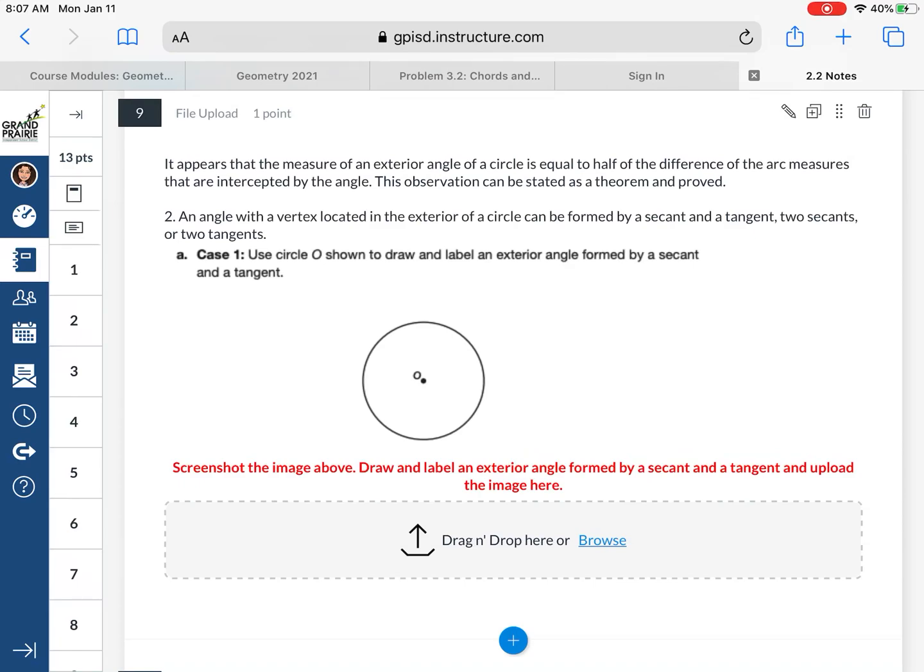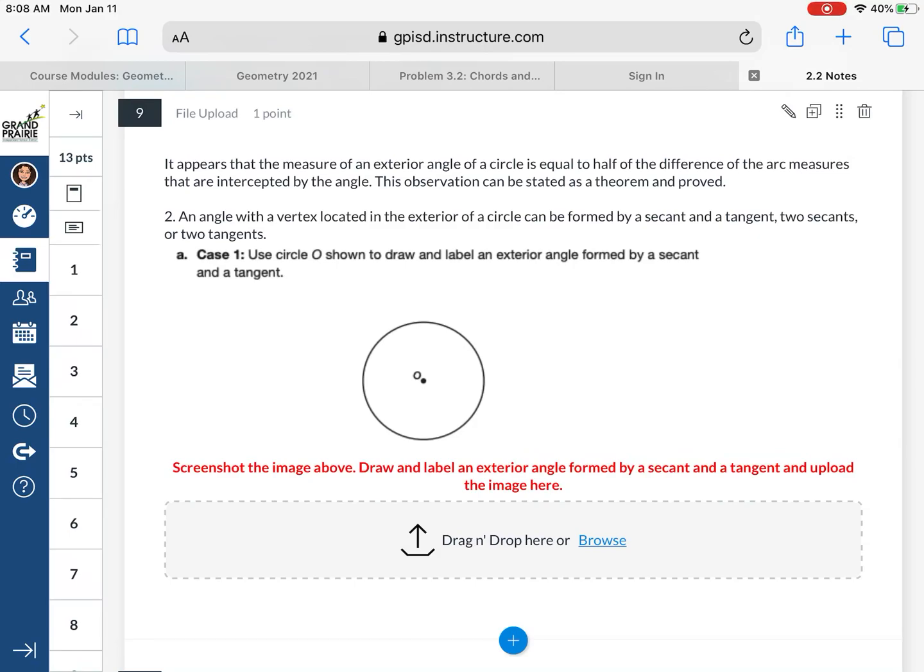Number 9 tells us it appears that the measure of the exterior angle of a circle is equal to 1/2 of the difference of the arc measures that are intercepted by the angle. Okay, this observation that we just came up with is a theorem, so it has been proven. A mathematician decided to prove this, and this is the rule that they came up with.